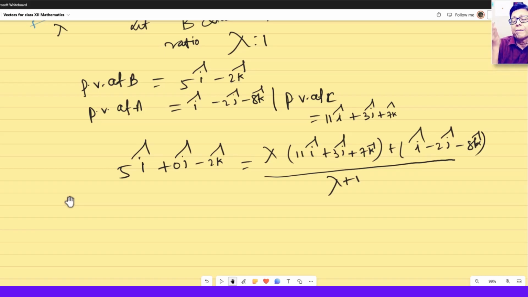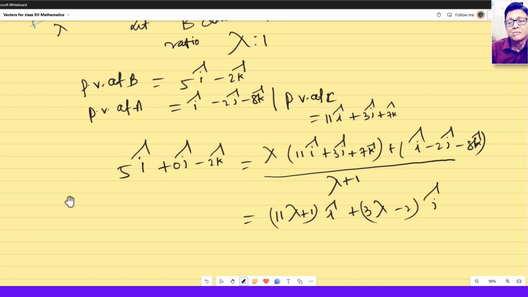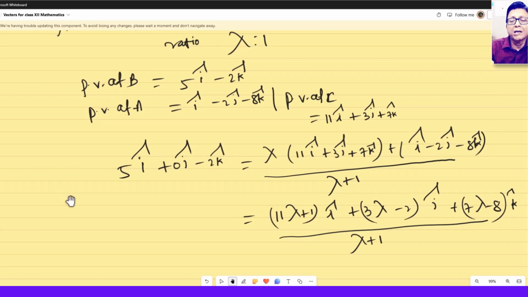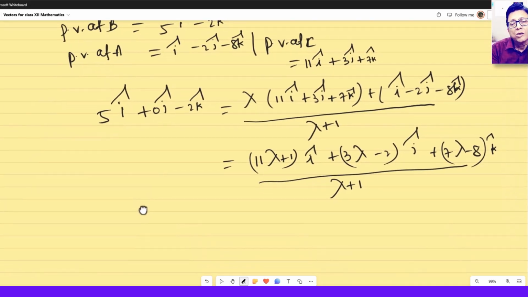So if you get the unique value of lambda, then it's fine. How to? You take all i cap together: 11 lambda plus 1, 3 lambda minus 2 j cap, and 7 lambda minus 8 k cap. Okay? That by lambda plus 1. So you just compare two sides. Two vectors are equal. They are equal in all respects.